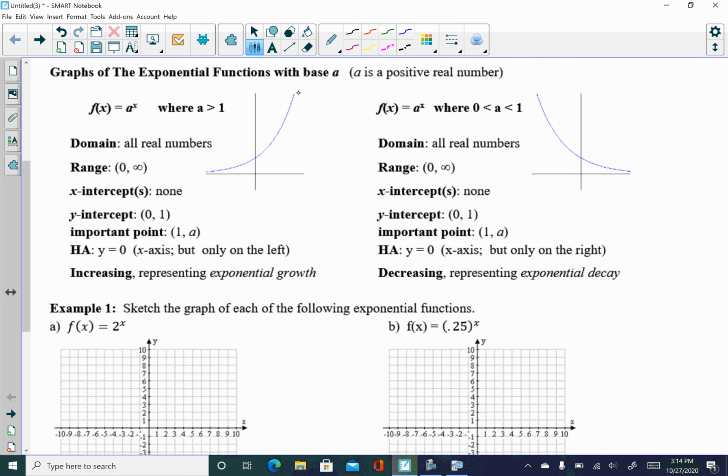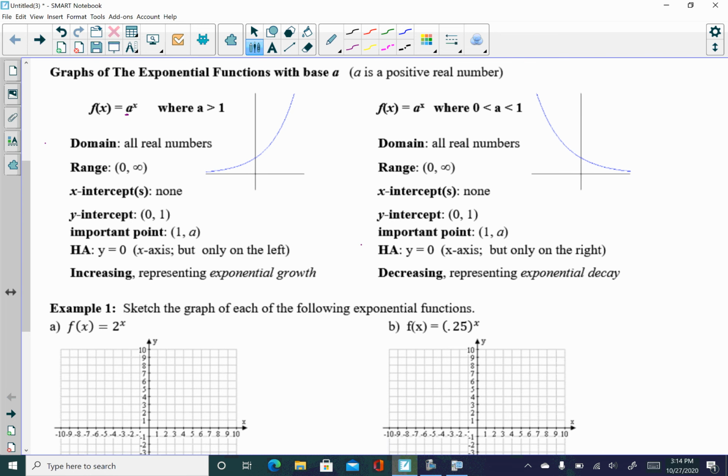You'll notice that for both of these, your domain is all real numbers. The range, likewise, is the same: from 0 to infinity. You will not have an x-intercept, and you'll cross the y-axis, the y-intercept, at (0, 1). Another important point is always the point (1, a): you plug 1 in for x, and the y value is just your a value. A horizontal asymptote for both of these will always be the line y equals 0. In other words, it's your x-axis.